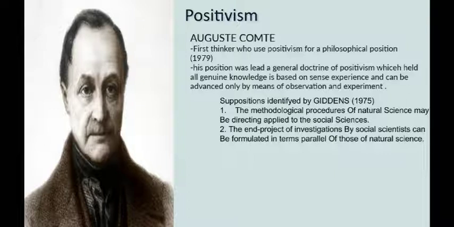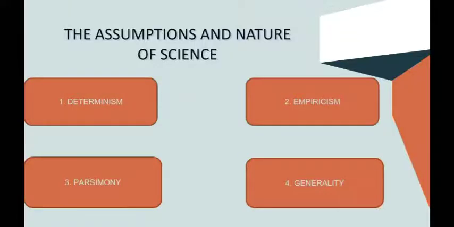First, the methodological procedures of natural science may be directly applied to the social sciences. Second, the end product of investigation by social scientists can be formulated in terms parallel to those of natural science.